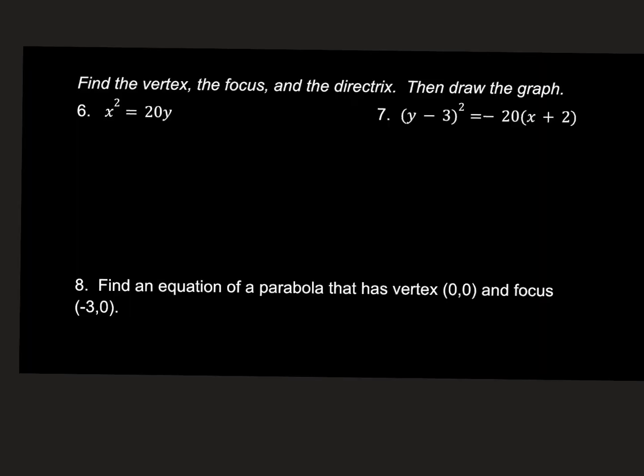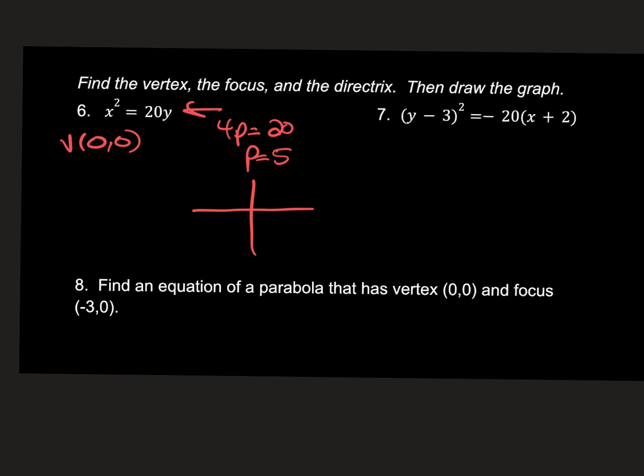Okay, find the vertex, focus, and directrix. This one, because there's no parentheses, the vertex is 0, 0. Remember that the 20 in 20y is the 4p. So 4p is 20, divided by 4, I get p is 5. That's how far the focus is away from the vertex. It's great if you draw a little picture. I think it'll give a lot of it away.